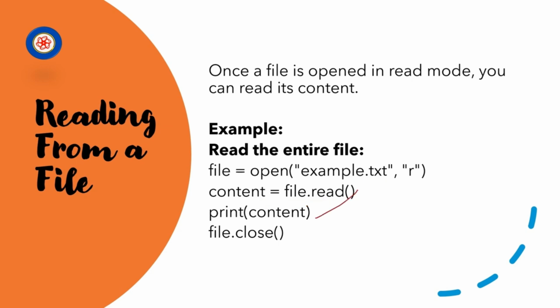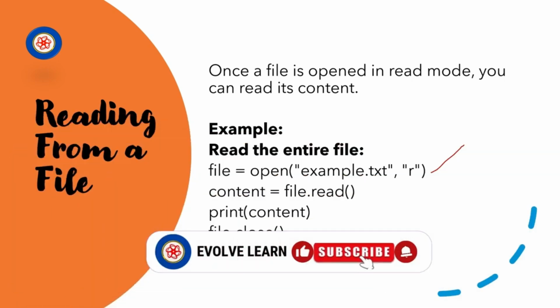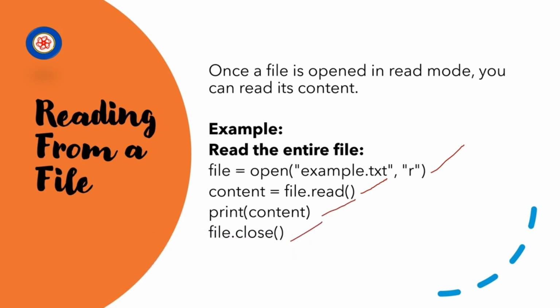In the next line, we are printing the entire content of the file. Lastly, the file.close method closes the file. It is important to close a file after you are done with it to free up system resources and avoid potential data corruption. In simple words, in the first line we are opening the file, in the second line we are reading the entire content of the file, in the third line we are printing the content, and finally closing the file. This is how we read a file using read mode.